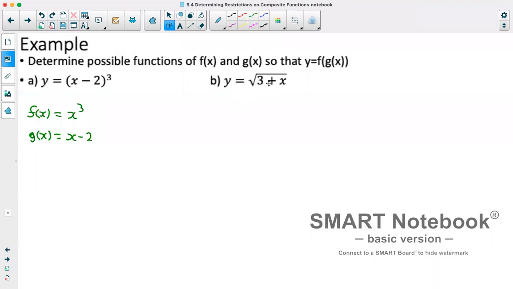Similar to this, our square root happens after we combine these. So that's our outer function of f of x. So f of x is the square root of x. Meanwhile, g of x will be what happens first. So that'd be our 3 plus x.